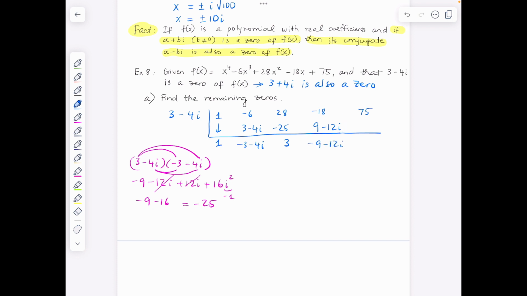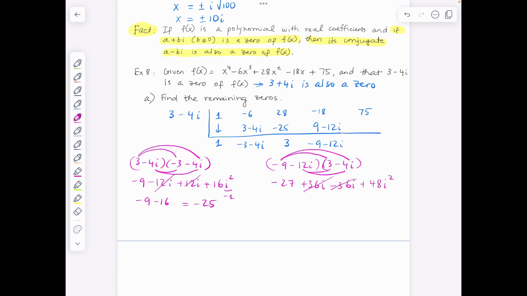We have to multiply again, these two together. So let's do it on this side. So negative 9 minus 12i times 3 minus 4i. We're going to use FOIL. Negative 9 times 3, negative 27. Negative 9 times negative 4i plus 36i. Negative 12i times 3, negative 36i. And finally, these two will give you positive 48i squared.